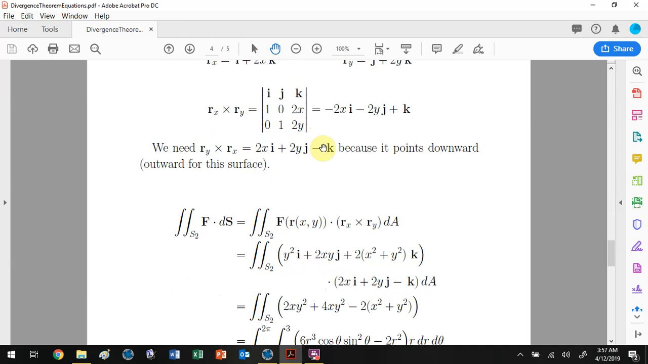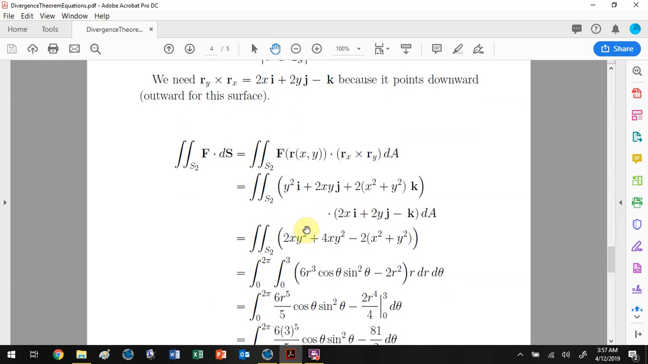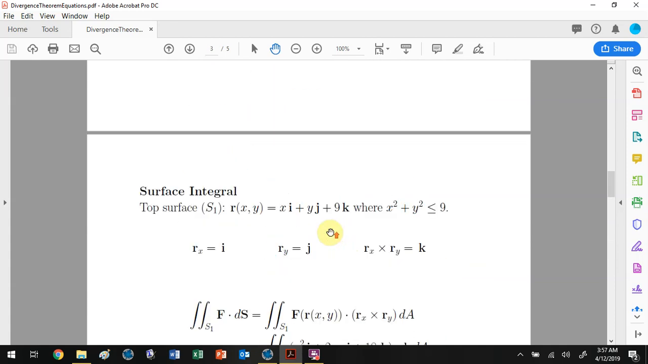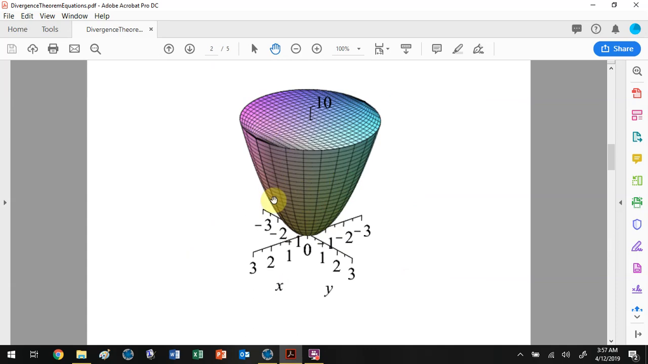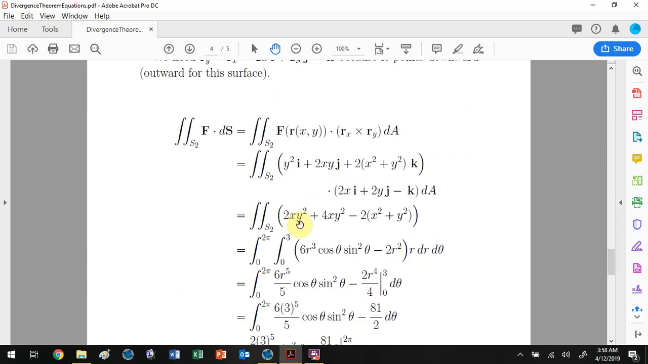And then here's that normal vector that we're going to use. And so when you dot product these, you end up with 2xy squared plus 4xy squared minus 2x squared plus y squared. And that's what you get. And there should be a dA right on the outside here. I missed that too. So now we can swap this. Notice this becomes 6xy squared. Because the domain of this paraboloid is still basically the shadow of this circle, it's still better to do this in polar coordinates. So we'll swap from here to polar coordinates.